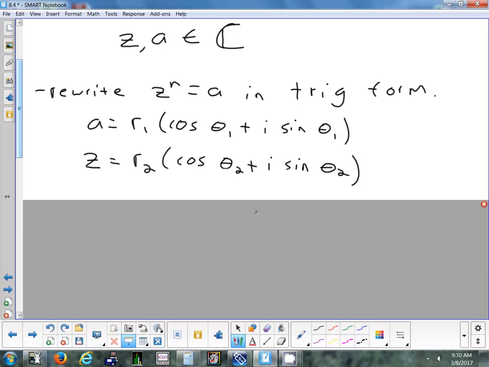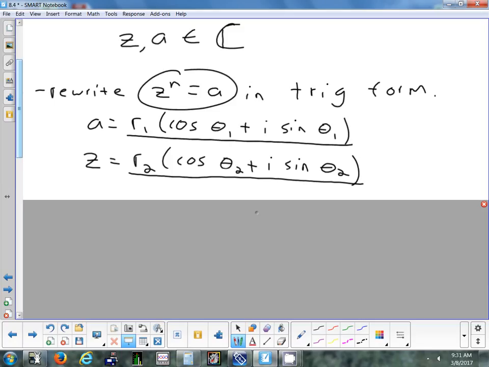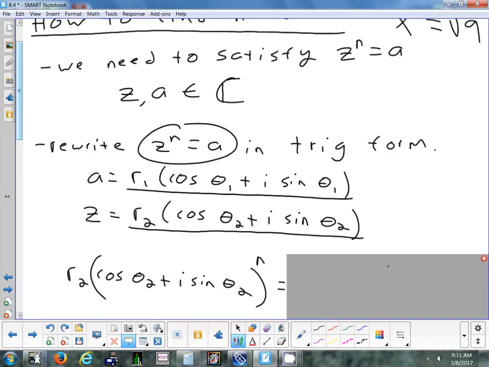Okay, so all I'm going to do is take what I have for A, what I just underlined, and fill it in for A. I'm going to take what I underlined right there, and fill that in for Z. So I'm going to rewrite this exact equation, just putting those two things in. So it's going to turn it into trig form. So it'll be r2 cosine theta 2 plus i sine theta 2 to the n. Right, that's Z. And on the other side, I'm not going to put A. I'm going to write r1 cosine theta 1 plus i sine theta 1.